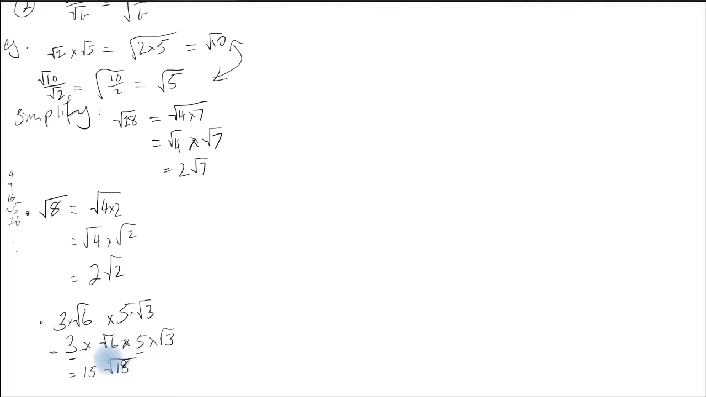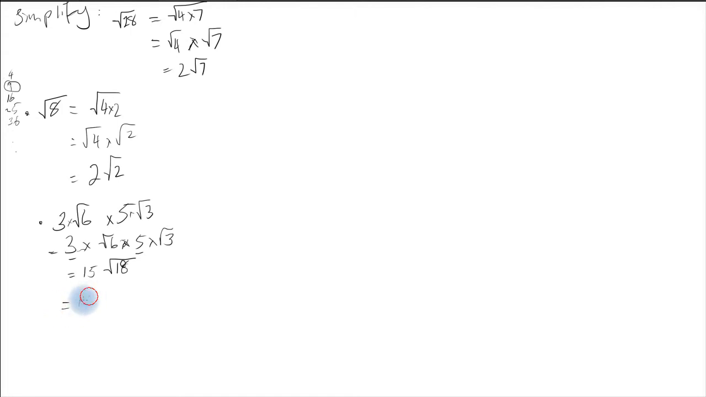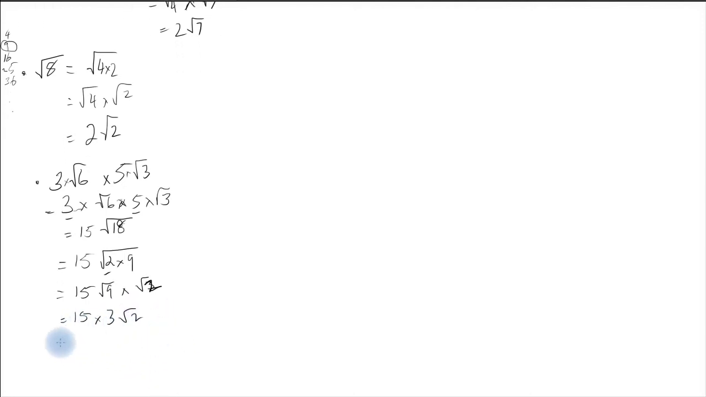Now we look to see if you can divide 18 by any square numbers, and I think, oh yes, 9 is one. So I can have 15, and 18 is actually 2 times 9, so that's 15 root 9 times root 2, of course, from this 2 here. Root 9 is 3, so that's 15 times 3 root 2. 15 times 3 is 45 root 2.